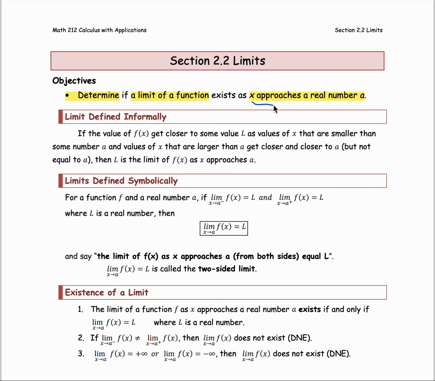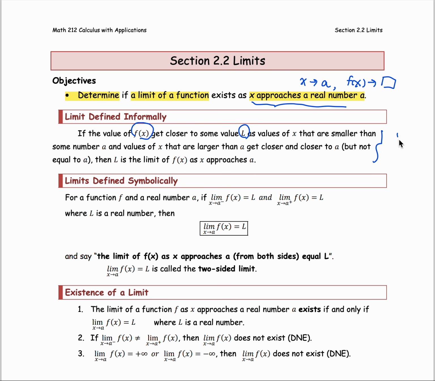So in the big picture, as x approaches the value a, what's going on with the function f of x, or f of x approaches what value. So the limit defined informally: if the values of the function f of x get closer to some value L, as values of x that are smaller than some number a and values of x that are greater than the value a get closer and closer to a.